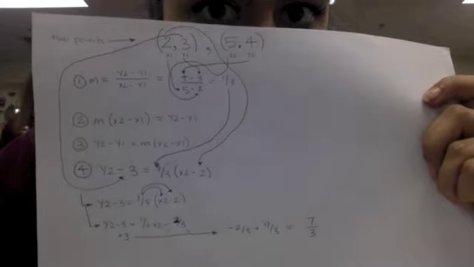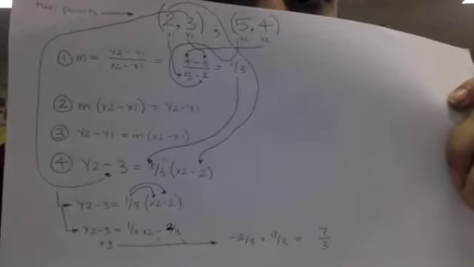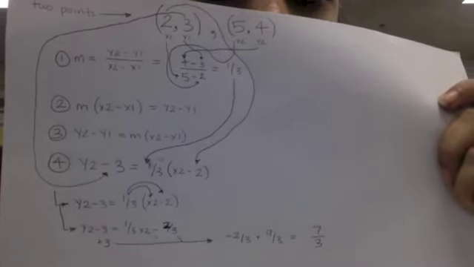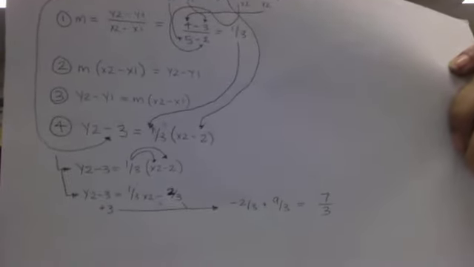The next step is to take that equation and make it simpler. Right now, your equation is y2 minus 3 equals 1/3 bracket x2 minus 2.